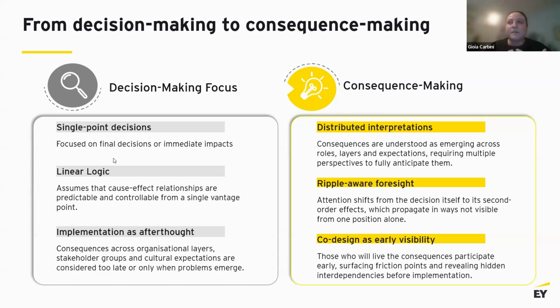And so I think it leads us to reflect on the fact that institutional performance depends less on the elegance of the decision and more on the institutional ability to anticipate, to understand, and to govern its consequences. So co-design becomes central precisely because it brings into the same space those who will live these consequences. So friction points surface earlier, at the very beginning, not during implementation. We see the frictions at the very beginning.